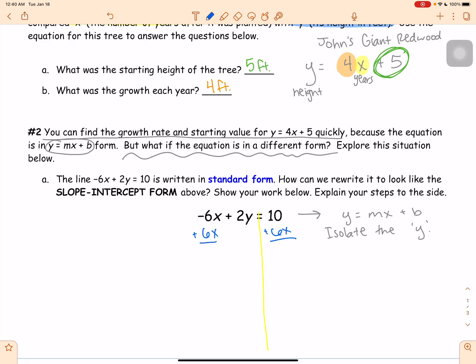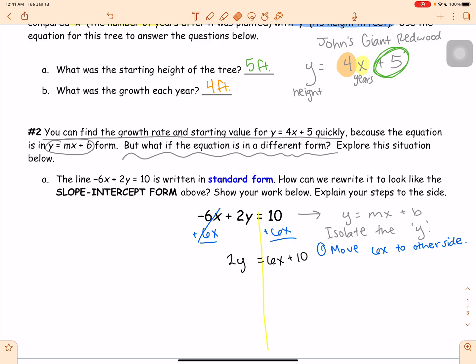Now I cannot combine 10 and 6x because the 10 does not have an x. So my first step is move 6x to the other side. And I added it because it was a negative. So I did the opposite to zero it out here. And now I'm left with 2y equals 6x plus 10. And I just wrote the 6x in front of the 10 just because that is getting closer to my y equals mx plus b format.